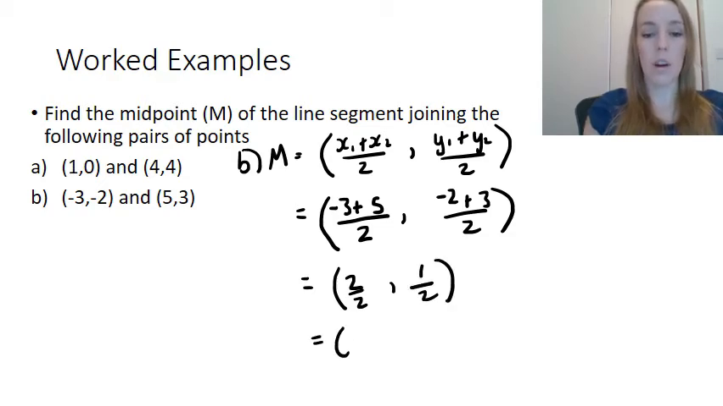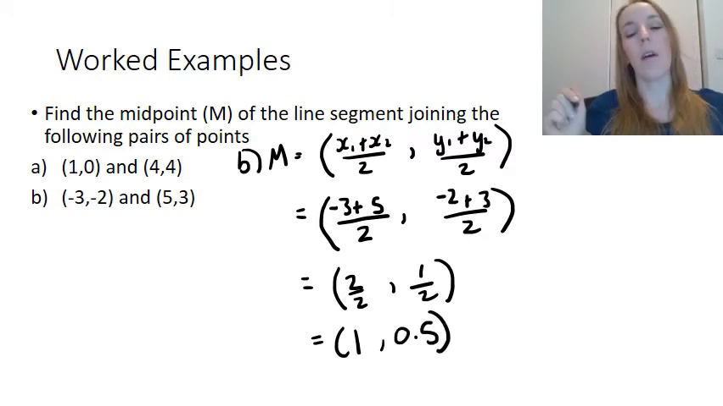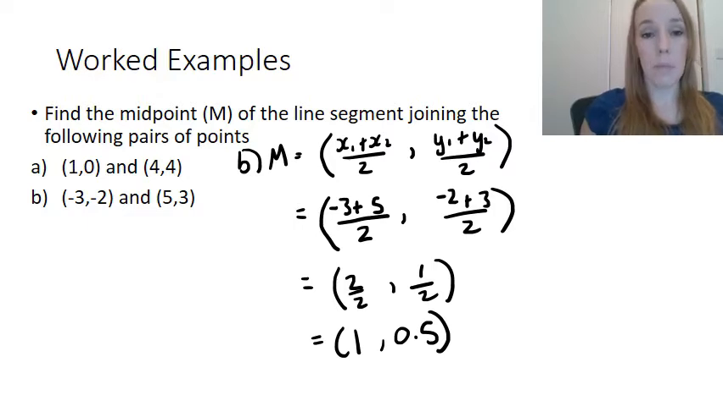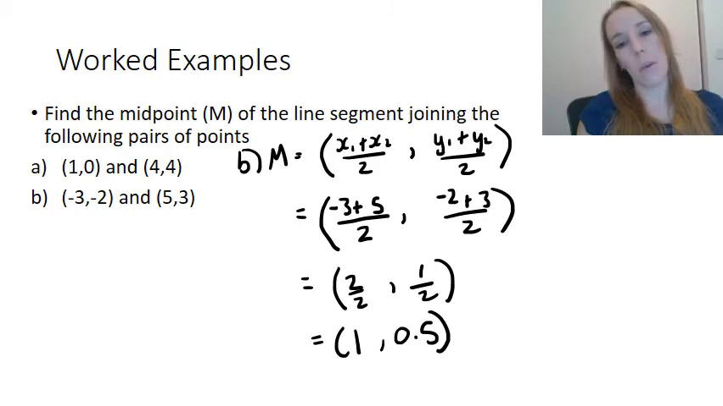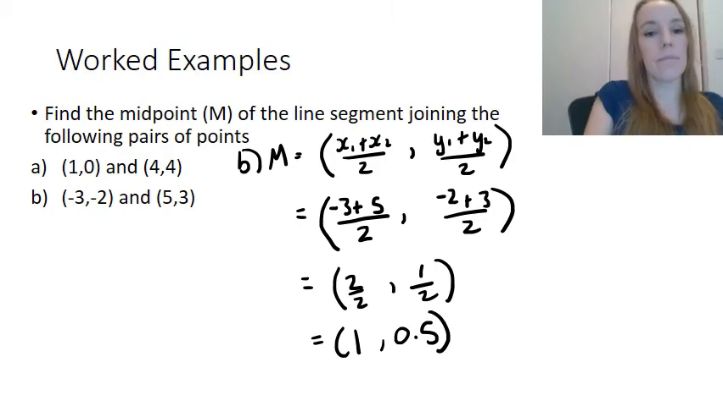2 divided by 2 is 1, and 1 divided by 2 is 0.5. So that would be our coordinates of our midpoint for our second line there. So you could also draw that up and find the middle if you had graph paper handy.